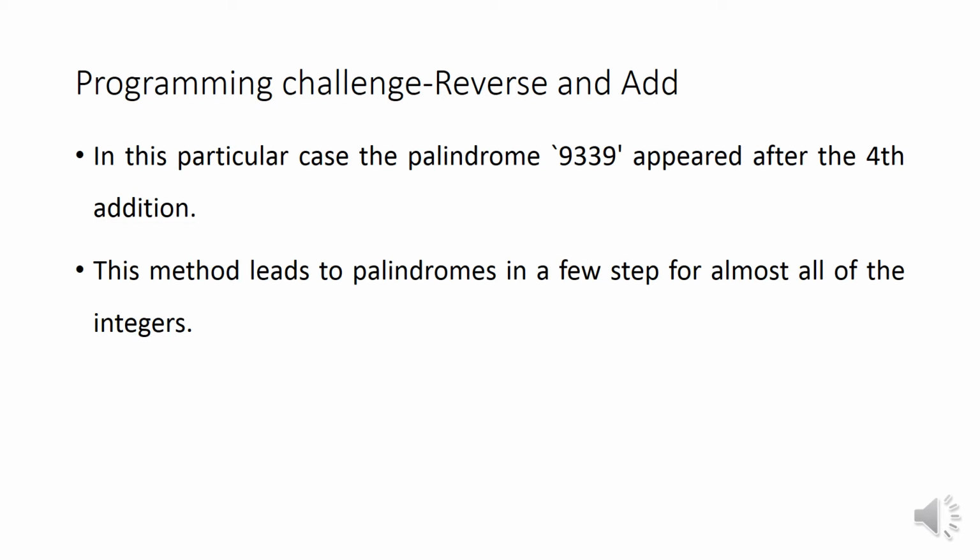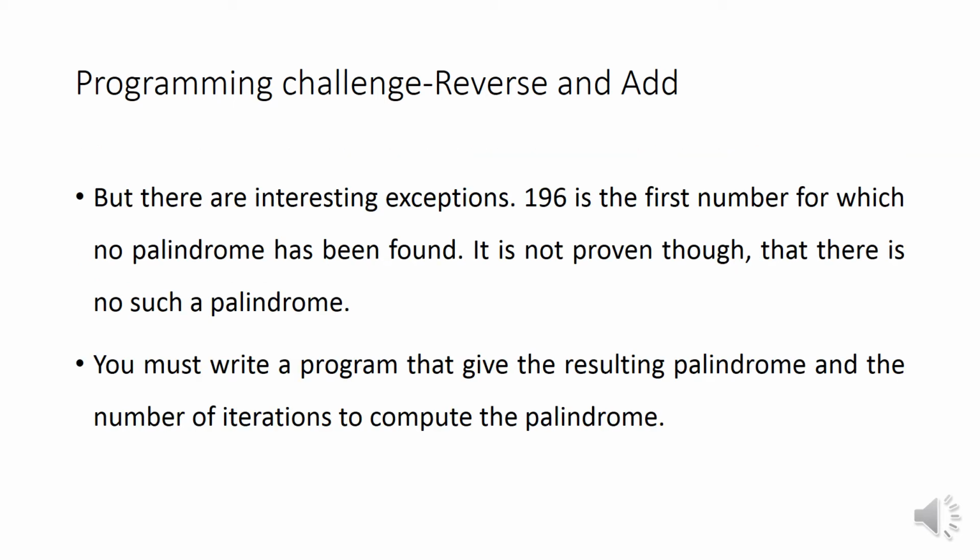These methods lead to palindromes in a few steps for almost all integers. But there is an exception, 196. If you calculate 196, reverse it, add both.